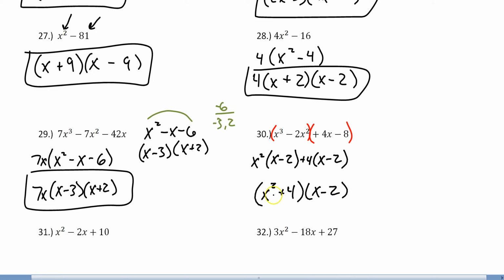Okay? And some of us might look at the x squared plus 4 and think, oh, I can factor that further, but you can't. You can only factor a difference of squares, not a sum of squares. Okay?